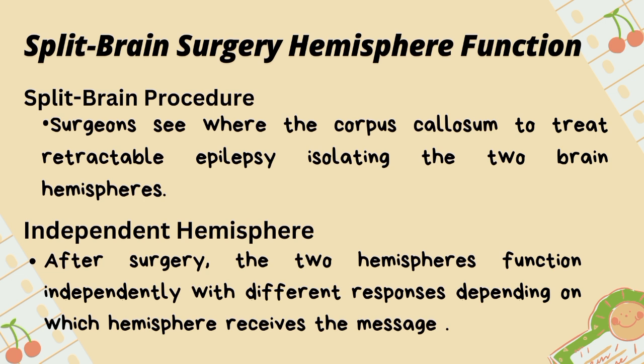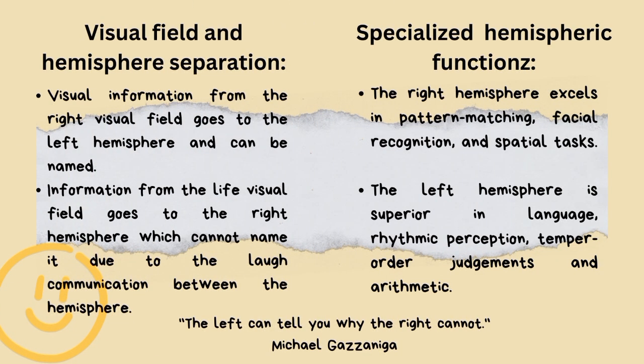Okay, and note that the right hemisphere can be described as creative and the left hemisphere as logical. Okay, and the next one is visual field and hemisphere separation. So our brain is divided into two halves called hemispheres, right? The left hemisphere and the right hemisphere. However, each hemisphere processes information from the opposite side of the body and visual field. So, let's talk about the right visual field and the left visual field.